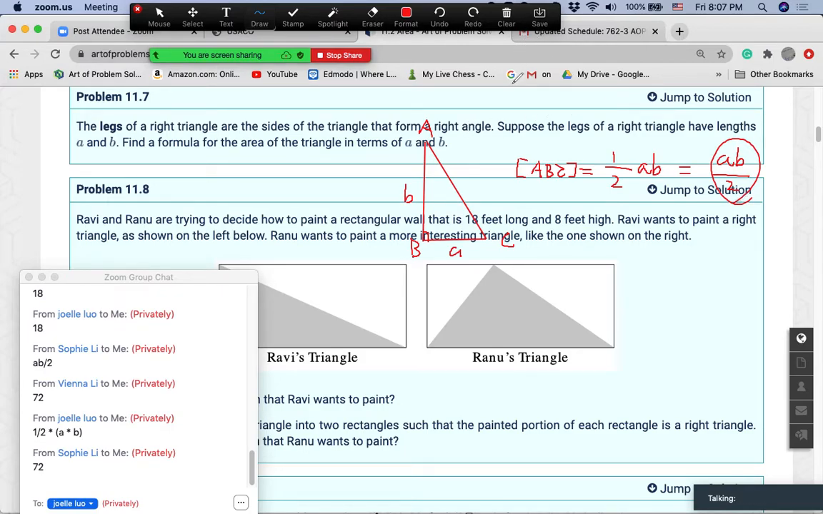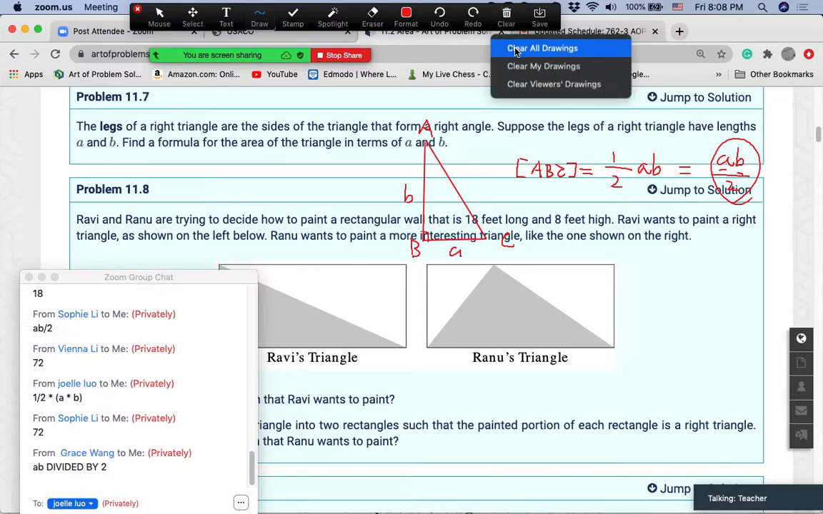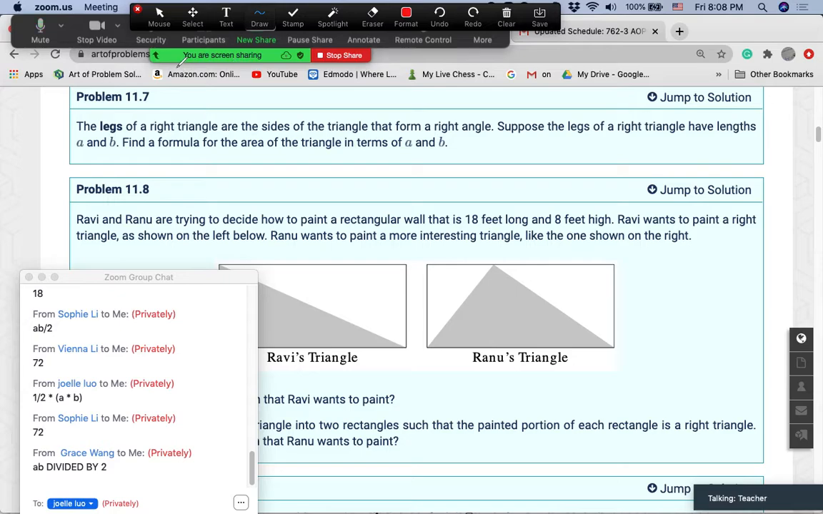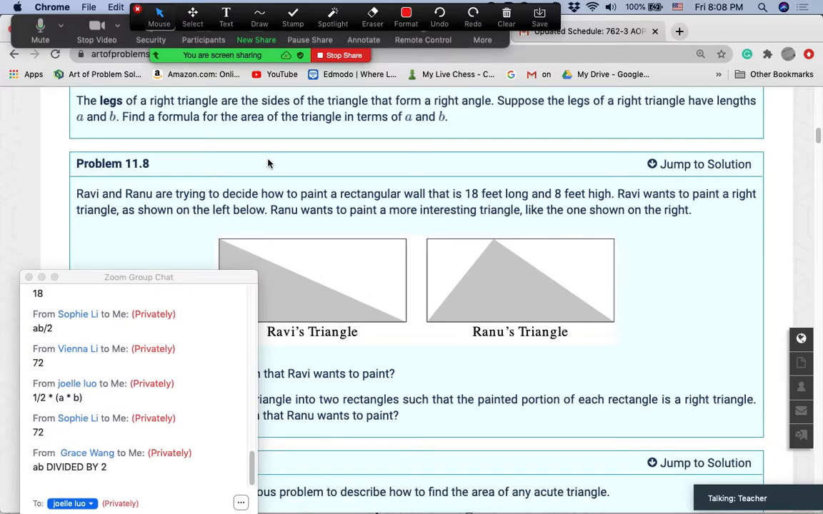A formula means you have variables in that formula. A and B are variables, so they can be any number, right? If they give you A equals 1, B equals 2, then you can get the area equals 1 times 2 divided by 2. That will be 1. Okay, so now let's go to the next example.